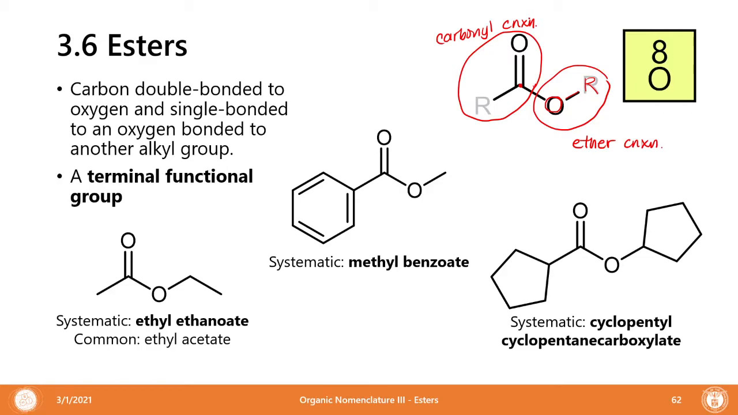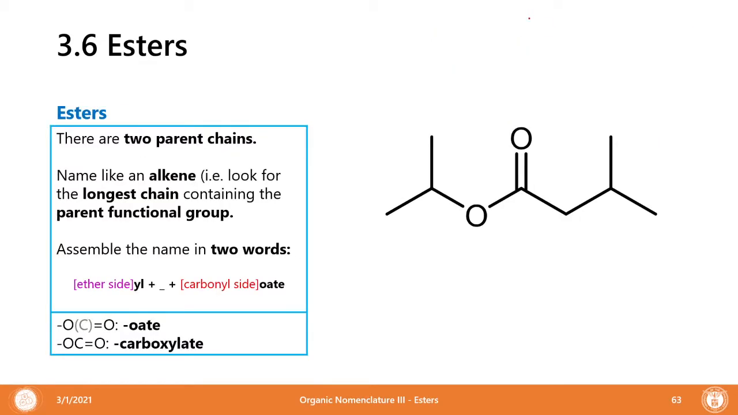They are also terminal functional groups, so we'll encounter the same complexities as before. So let's name them. Again, linear esters have two parent chains. The ether side, which is named like a substituent with the suffix -yl. The carbonyl side, which is named as a parent with the suffix -oate. Okay, ether side ends in -yl, carbonyl side ends in -oate. And esters are named as two words.